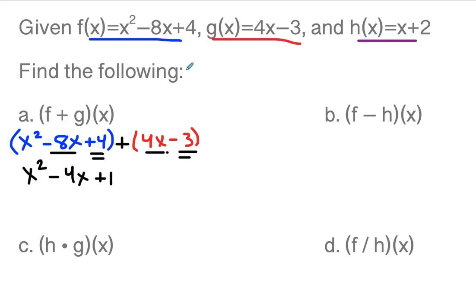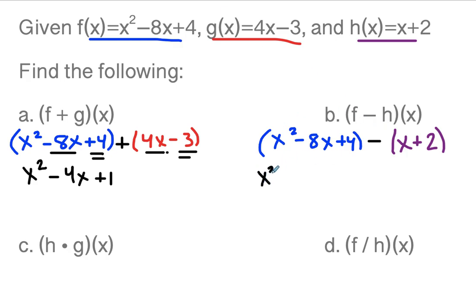So B says that I'm going to take my f of x function again. So I have x squared minus 8x plus 4. But this time I'm going to subtract h of x. So subtract h of x, which was x plus 2. So what I need to do here, I'm going to bring down my first function because nothing is changing here. So I can go ahead and drop those parentheses. And then I'm going to distribute this negative to both terms and get negative x minus 2.